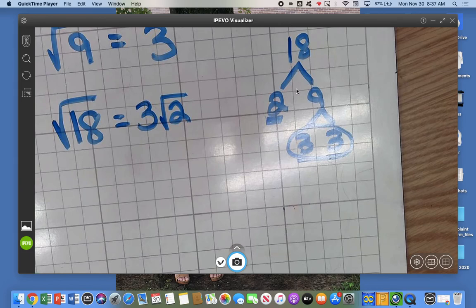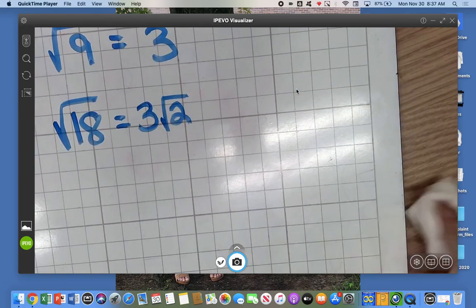Now I will tell you guys, I do not like using trees. I feel like they're confusing. I like to do what Mrs. Hyatt and I call cake. And I think Mrs. Borden does cake too. Okay, so let's forget about the tree for a second and let's talk about cake.